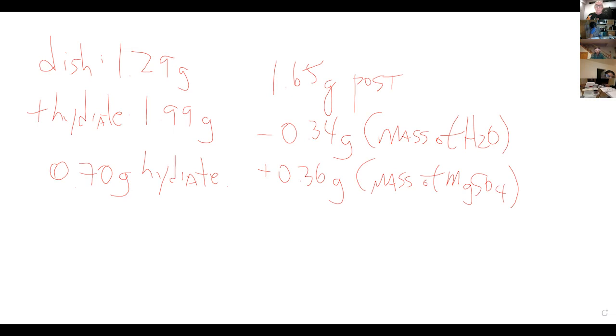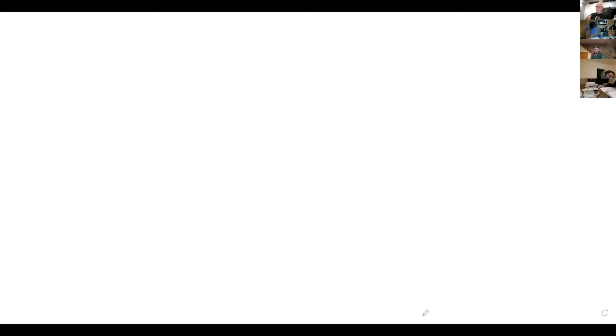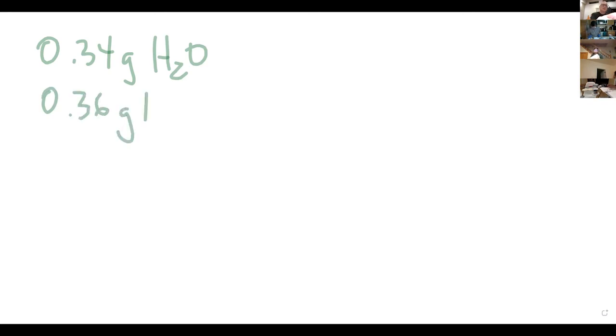Let's clear this out. So I've got 0.34 grams of water, and I've got 0.36 grams magnesium sulfate. Now it's strictly unit conversion, and we've done unit conversion since the class started. Hopefully we know how to do unit conversion from grams to moles at this point.